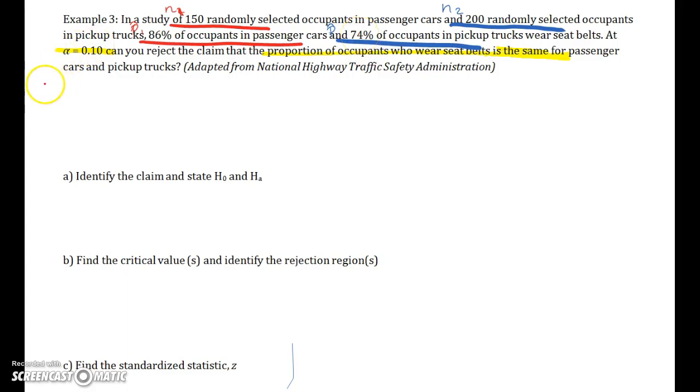So my n1 is equal to 150 because that's how many we had for passenger cars. And then my p hat 1 is going to be 0.86. For n2, it's going to be 200. And then based on that, the p hat 2 was given as 0.74.